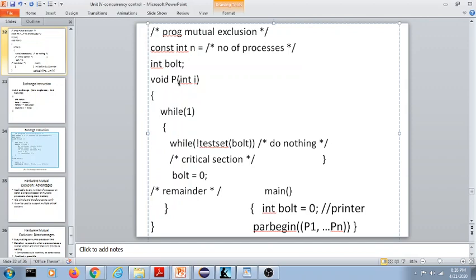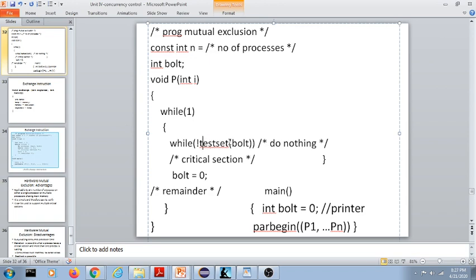Whenever the process P is entered, at that time in a continuous loop, a while one loop, first of all the test set instruction is executed. What we were talking about is the hardware approach to mutual exclusion. In the hardware approach to mutual exclusion, there are two things. Either you can disable the interrupts, or you can use special kinds of machine instructions to achieve mutual exclusion. So in this case your test set instruction is getting used.